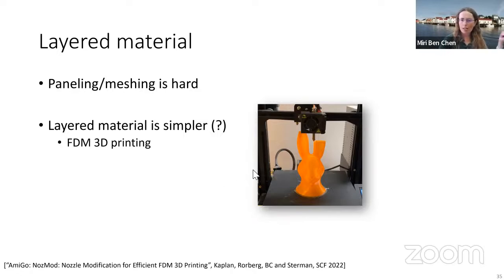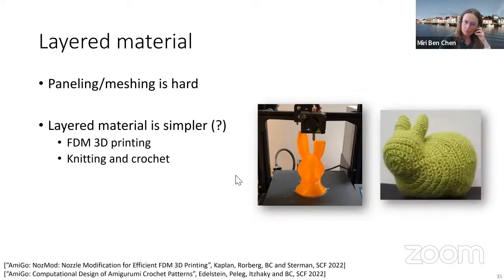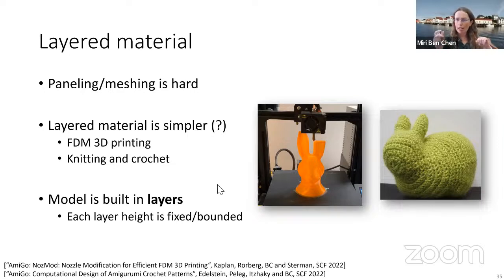Examples of applications are FDM 3D printing and knitting and crochet. So the model is built in layers, which in these two specific examples means that each layer's height is fixed or bounded. This means that instead of walking the way I walked before, I can walk with geodesic distances. So instead of specifying my problems in terms of vector fields, I can specify my problems in terms of geodesic distances.